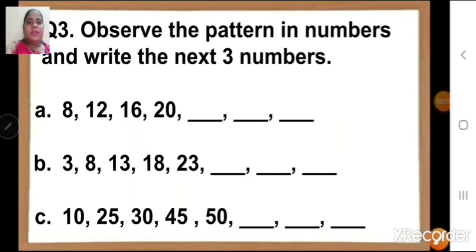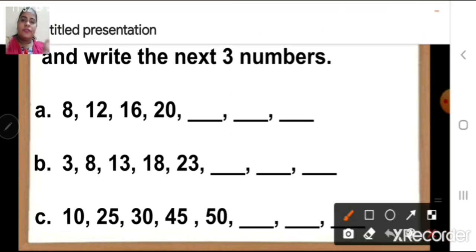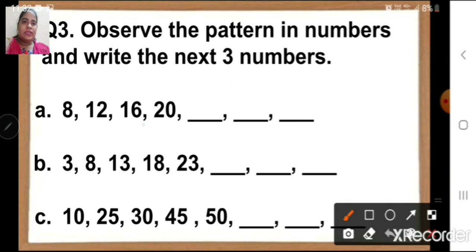Okay, next is question number 3. Observe the pattern in numbers and write the next 3 numbers. So first we have to observe, children, all the numbers. The first one is 8, 12, 16 and 20. We can observe that the numbers are increasing. So now we will find out by how much it is increasing.